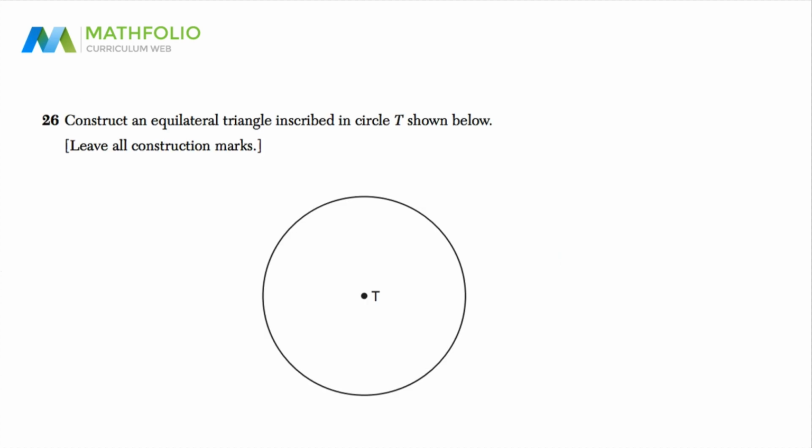Okay, here's 26. So it says construct an equilateral triangle inscribed in circle T shown below. Leave all construction marks. So there's always several ways to do this. I'm going to do it the one that I'm just used to. I'm going to put a dot anywhere on the outside. I'm going to open up my compass just so that it fits to this dot here. And then I'm going to go around with the point first on this dot. I'm going to do a little arc. And then I'm going to come around and do another little arc, and come around and do another arc. So basically the point of the compass is always on the intersection of the arc and the circle.